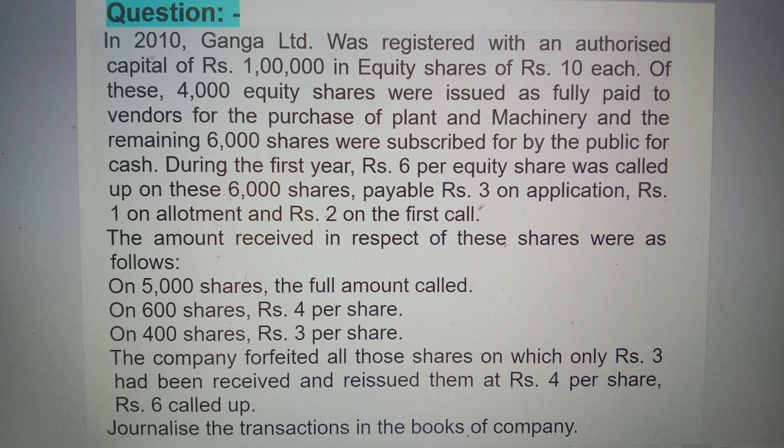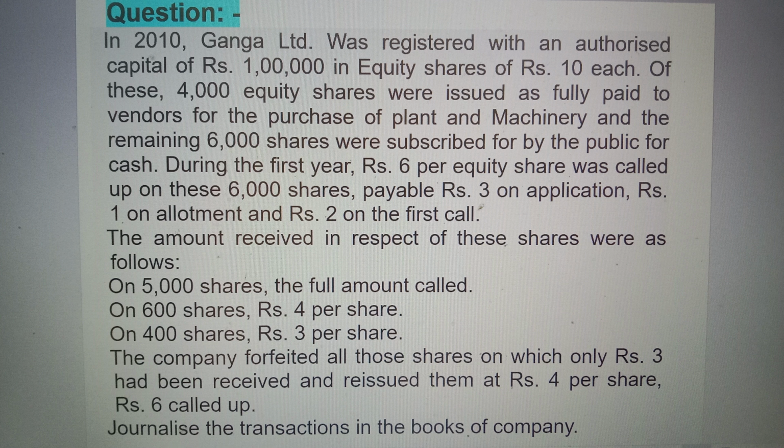of rupees 10 each. Of these, 4,000 equity shares were issued as fully paid to the vendors for the purchase of plant and machinery, and the remaining 6,000 shares were subscribed for by the public for cash. During the first year, rupees 6 per equity share was called up on these 6,000 shares. Payable rupees 3 on application, rupees 1 on allotment, and rupees 2 on the first call. The amount received in respect of these shares were as follow.